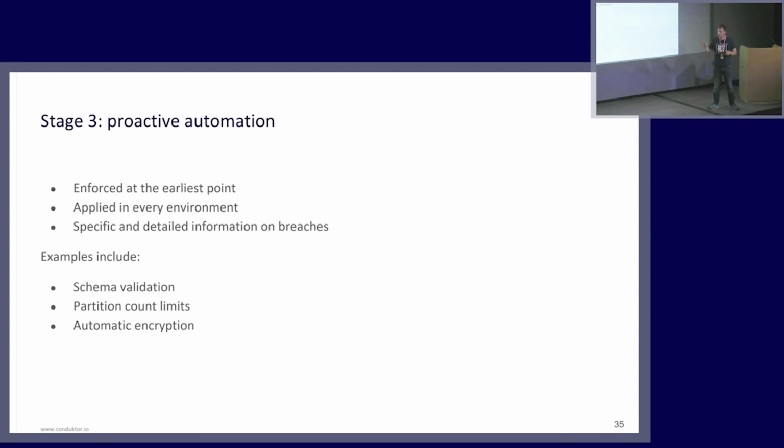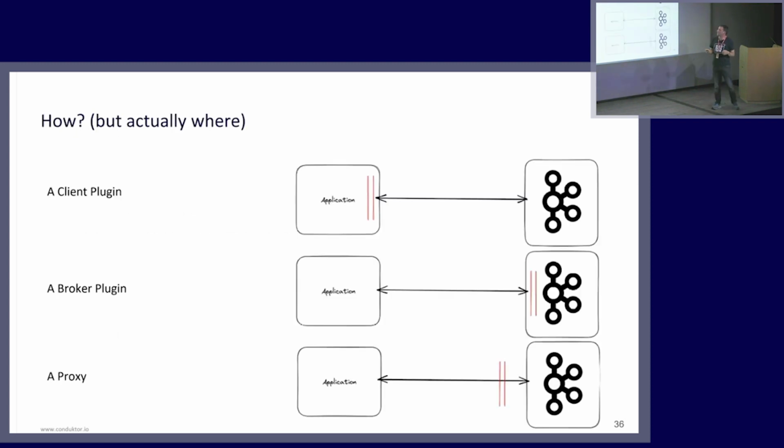So we're at stage 3 now, and we're at Conduktor. We've sat there and we've gone, right, this is important. People need this. And we start thinking, how can we provide this service? Or how can anyone provide this service? And it became less of a how and more of a where. So it can be done in one of 3 ways, really. You can do it as a client plugin, as close to your clients as possible.